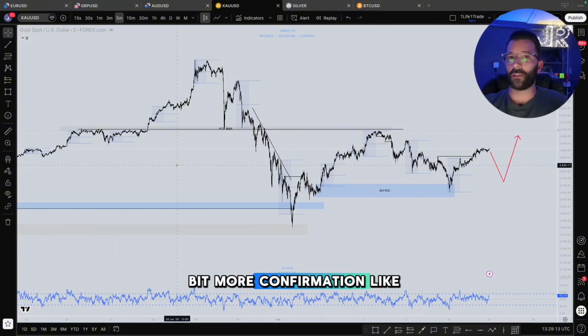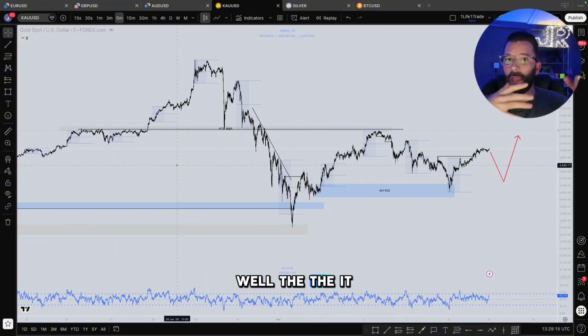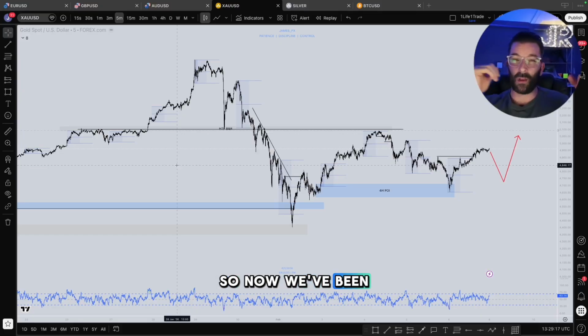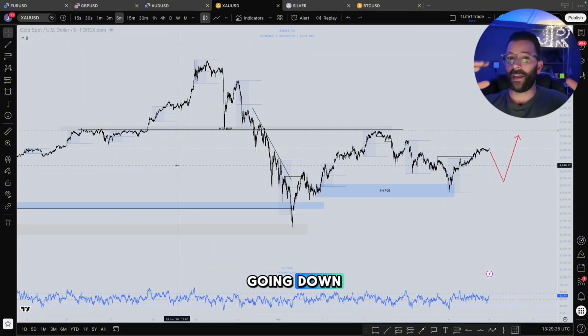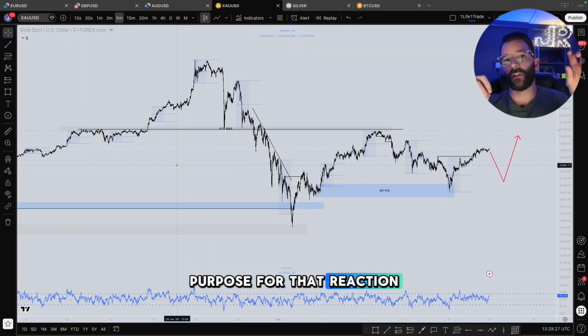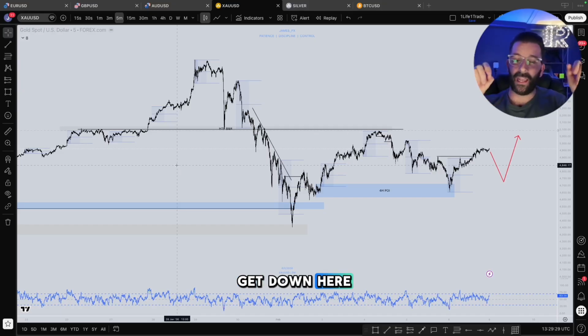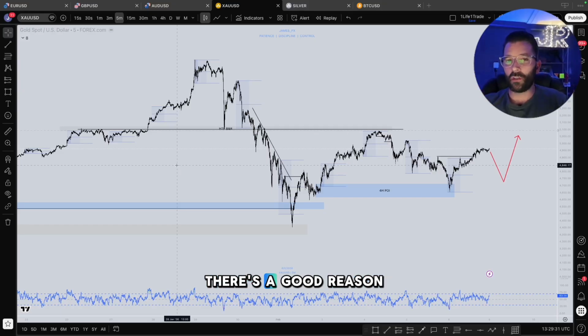Then you've got a bit more confirmation, like, okay, cool, it couldn't push up higher no more, so now we're coming down. If it's going down, where's it going? Is there an imbalance? Is there liquidity below? Where is it going and why is it going down? If you've got a purpose for that reaction and you've got a purpose for it to get down here, now you're thinking, okay, there's a good reason why I can take a short trade here.